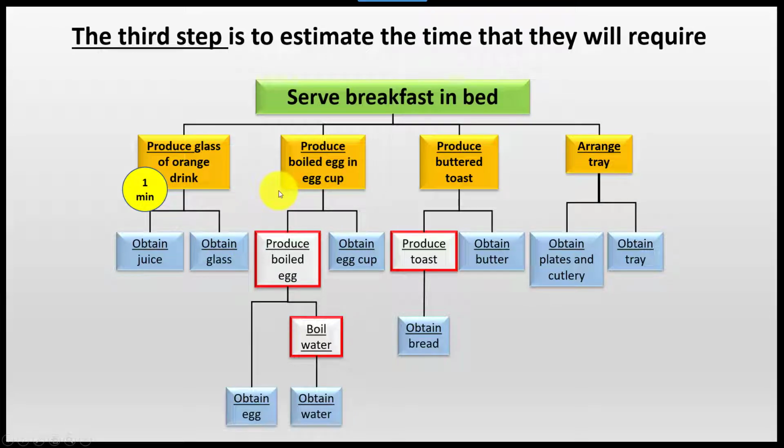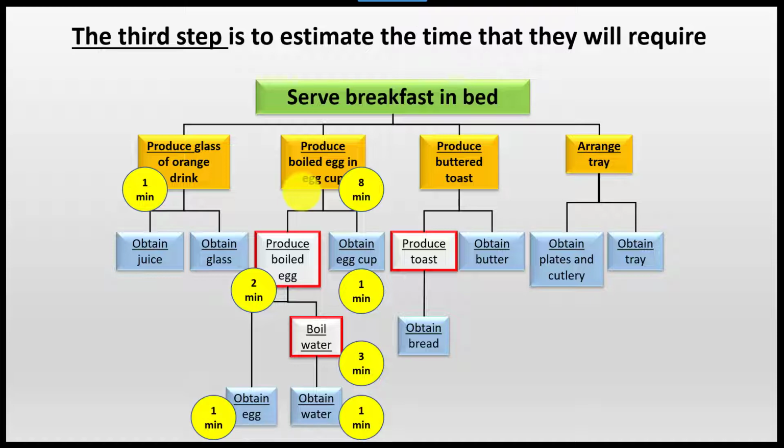However, that is a different story here because in order to produce a boiled egg, we're going to require 8 minutes. Now, how I came up with this number? Well, I estimated 2 minutes for the boiled egg, 1 minute to obtain the egg cup, 3 minutes to boil the water beforehand, and 1 minute to obtain the water and 1 minute to obtain eggs.